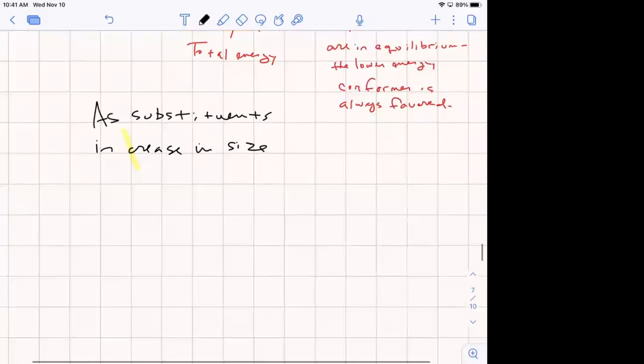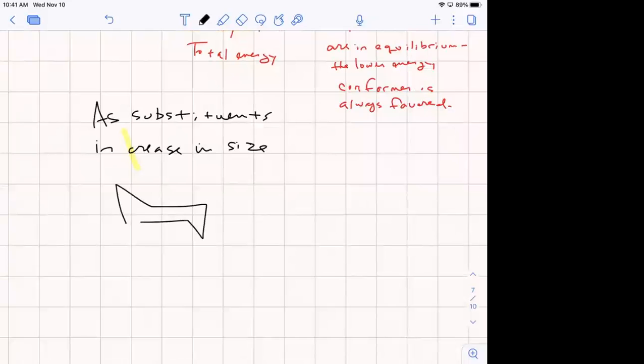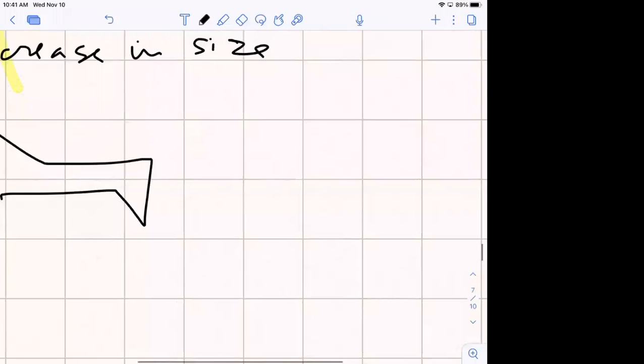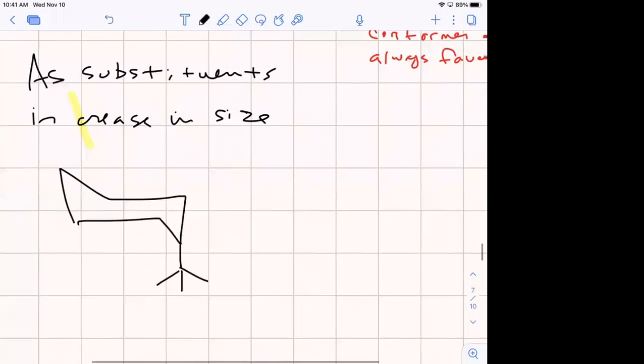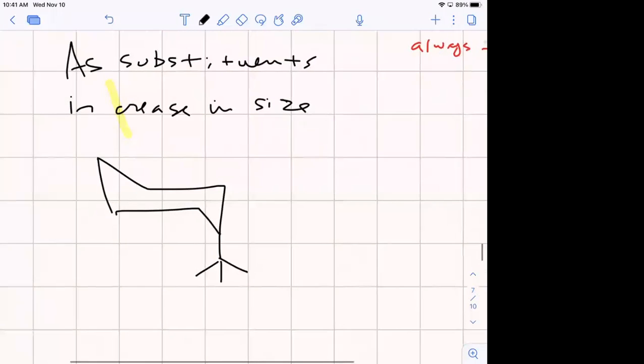So let's look at if I had a tert butyl on my chair, and I'm going to make it axial. All right. This is bad. This is horrible, right? Because there's an axial hydrogen here. There's another one back here.